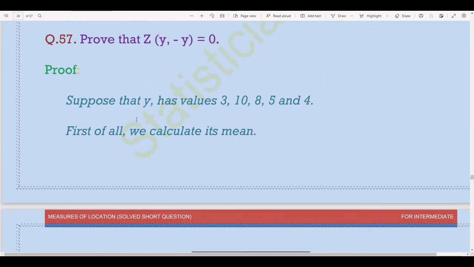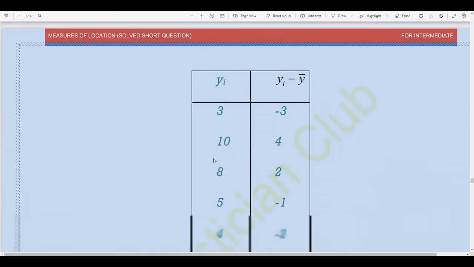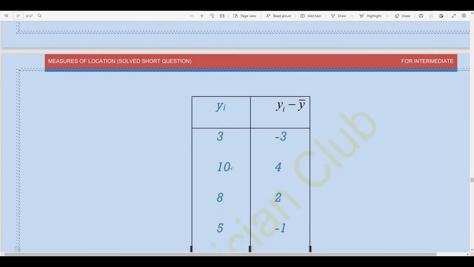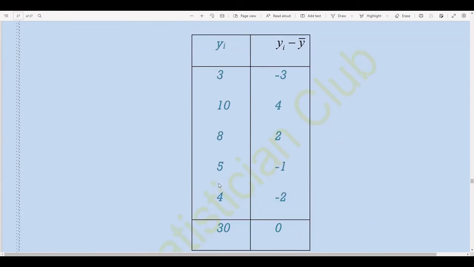Question number 57. Prove that the sum of y minus y bar is equal to 0. Suppose that y has values 3, 10, 8, 5 and 4. First of all, we calculate its mean. Here is y minus y bar. These are the observations 3, 10, 8, 5, 4, with sum 30. There are 5 observations.